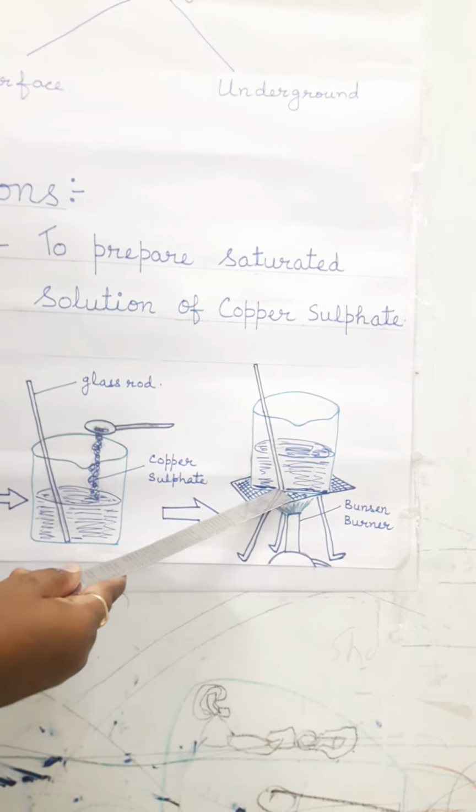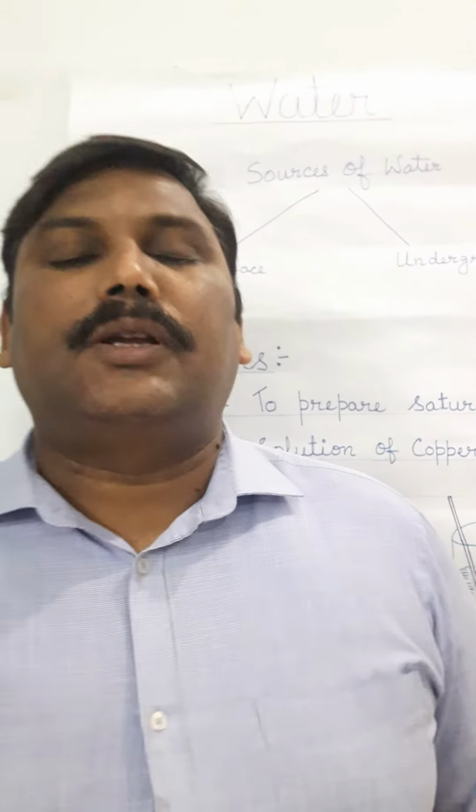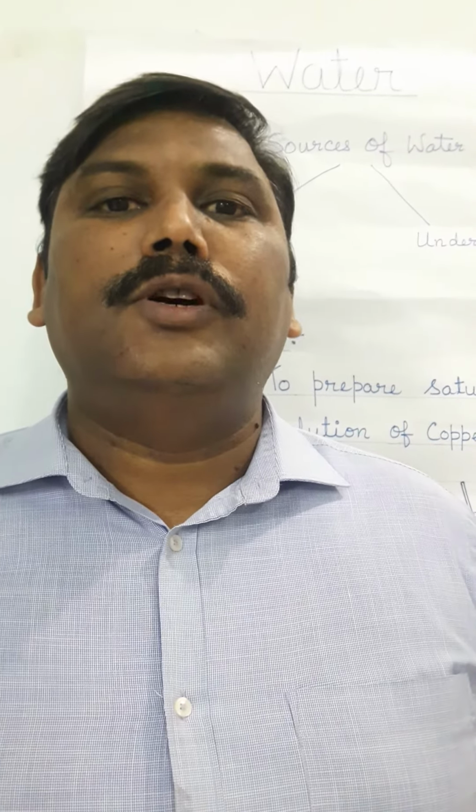Now take the hot saturated solution, keep it aside and allow it to cool for some time. You will find that a small amount of copper sulphate will settle down at the bottom of the beaker.